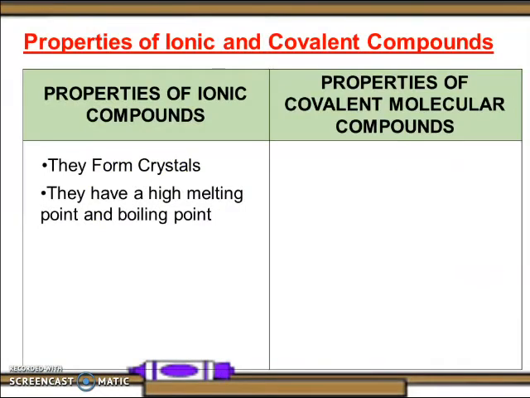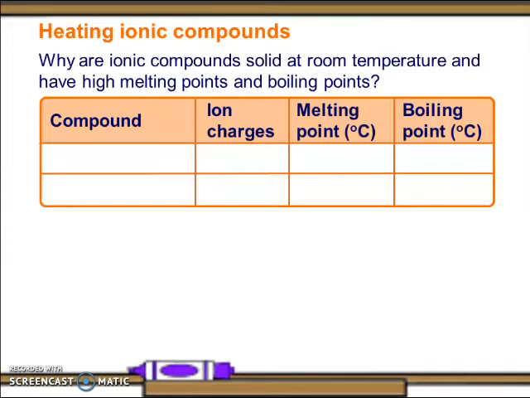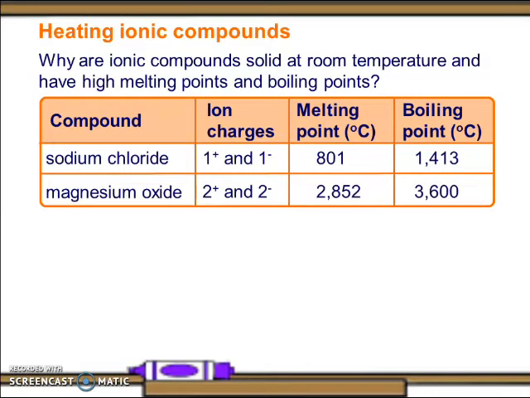Second, they have high melting and boiling points. Why are ionic compounds solid at room temperature and have high melting points and boiling points? Ionic compounds have very high melting and boiling points. The ions in the crystal lattice are closely packed together, creating a strong electrostatic force of attraction between them. The more ions there are in the crystal structure, the stronger the ionic bonds. Therefore, a large amount of energy is required to overcome these bonds.